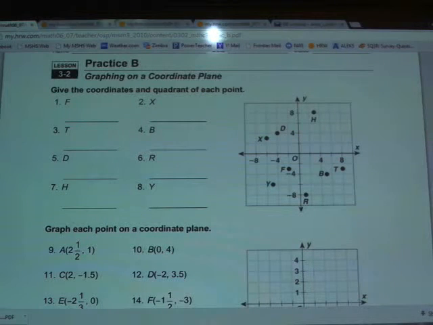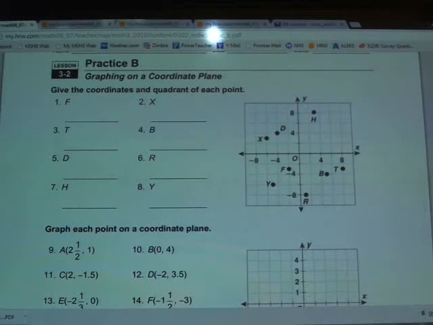This is the homework helper for Chapter 3, Section 2 in the 8th grade workbook entitled Graphing on the Coordinate Plane. So in this first section, as you can see, the directions are all the same. They're asking us to give the coordinates and the quadrant of each point. So let's start off, let's remind ourselves of the quadrants.